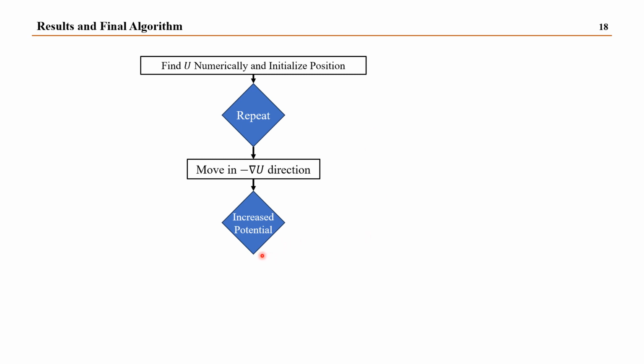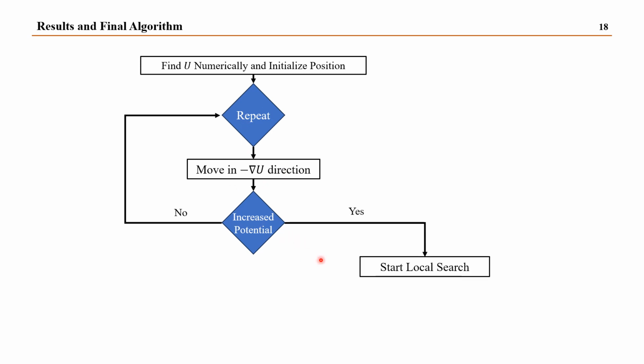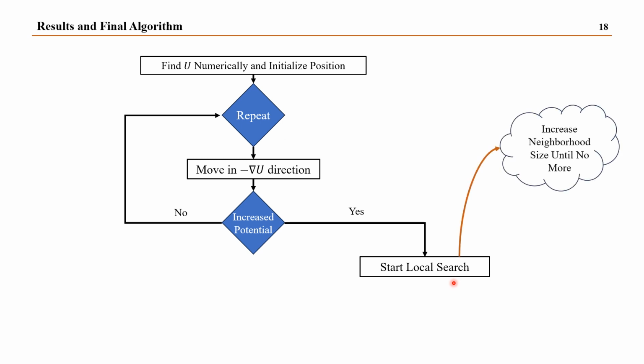Now we check if this motion actually caused an increased potential or not. If it does not, then we're good, and we go back and repeat the step. But if it did, that means that I have to start doing the local search. And that means that I'm currently stuck in kind of a local minimum. Not exactly, it's kind of like a numerical problem. And I just have to start doing a local search.